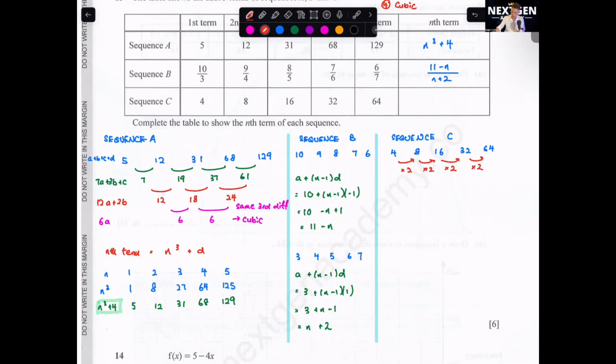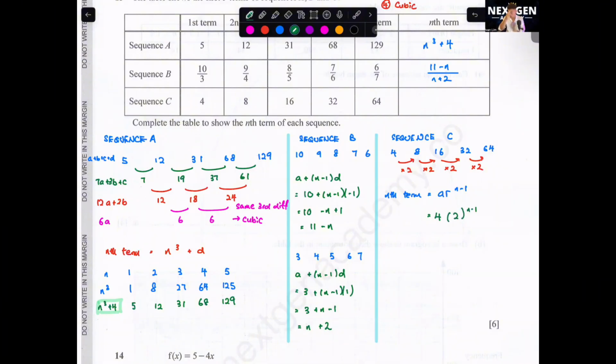For a geometric sequence, if you don't know, please memorize this. Nth term formula: a r to the power of n minus 1. a is your first term, r is called your common ratio, which is this. So the working will be like that: 4 times 2 to the power of n minus 1.